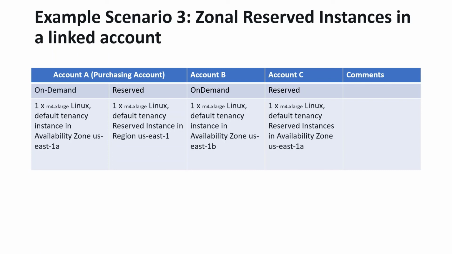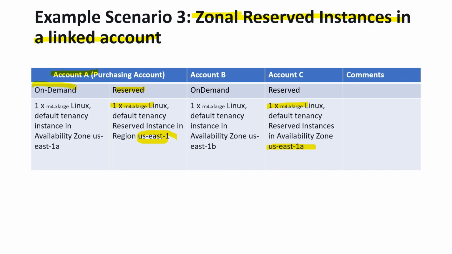So this one, we have three accounts, account A, account B, and account C. Here we will see this example will explain the scenario of purchasing a zonal reserved instance in a linked account. Okay, so we are not purchasing at the region level, but we are doing it on the zonal level, but in a linked account. So for instance, on account A, we have reserved one m4.xlarge. And on account C, we have one m4.xlarge which has been reserved. The only difference is this account A is purchased at the region level, but account C is purchased at the availability zone level. Okay, same instances are available on two different accounts which have been reserved.